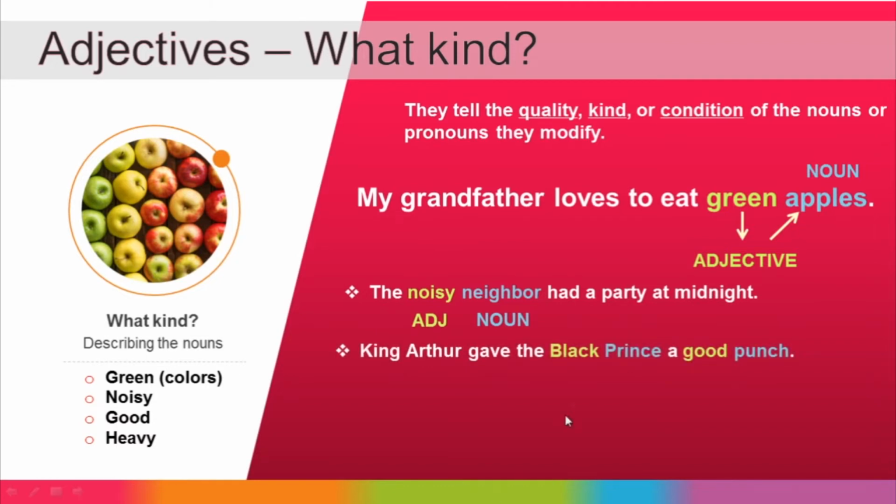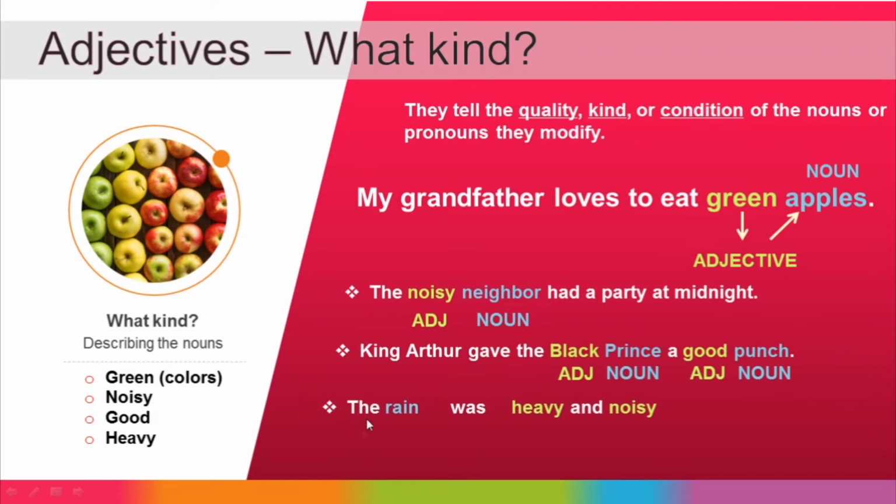King Arthur gave the Black Prince a good punch. Now we already know that colors are usually adjectives, and in this case black describes or modifies the noun prince and adds more information about which kind of prince, or which prince we are talking about. Good here shows the quality of that punch, which is actually a good punch. Good here is the adjective. It modifies the noun punch.